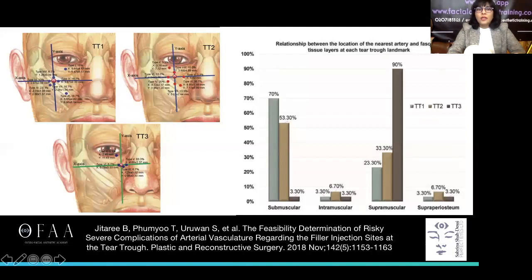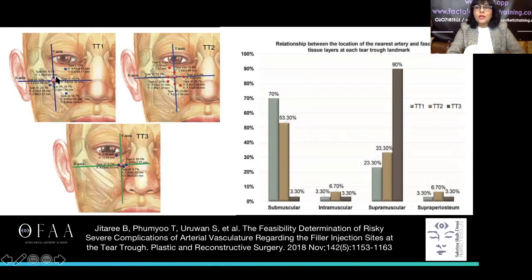And what they looked at is the location and variability of the arteries that are closest to the 3 key points we inject when we're injecting the tear trough. So they looked at TT1, which is the lateral area. As you can see, it's this area here.